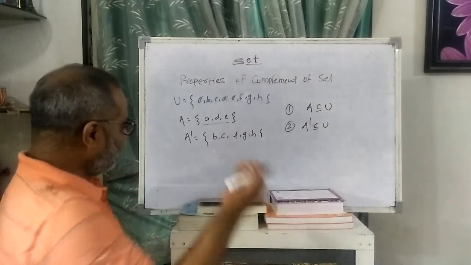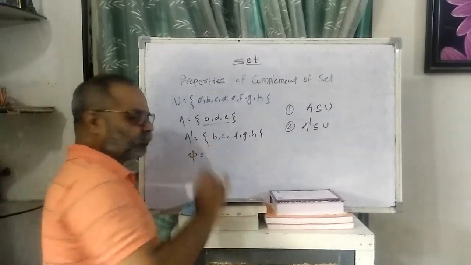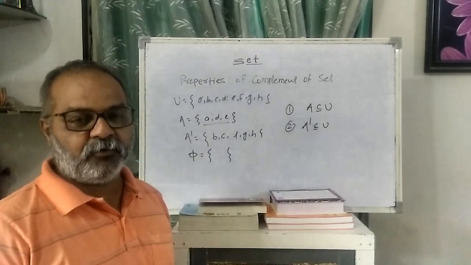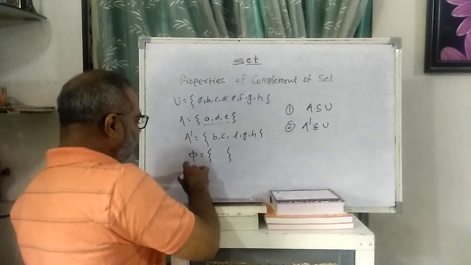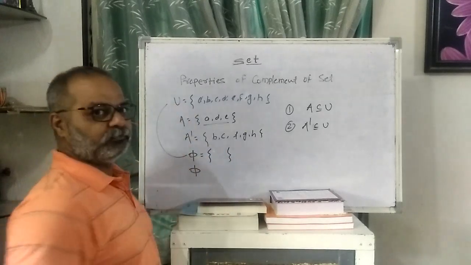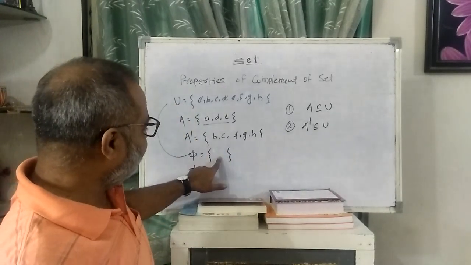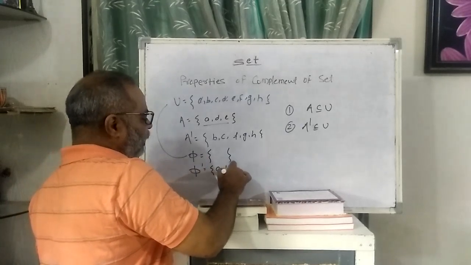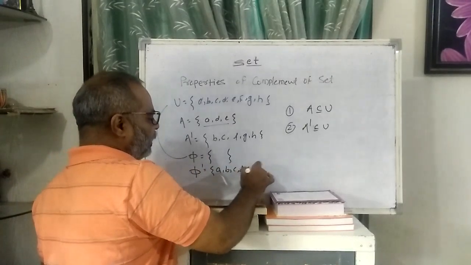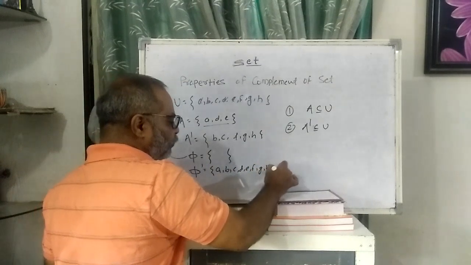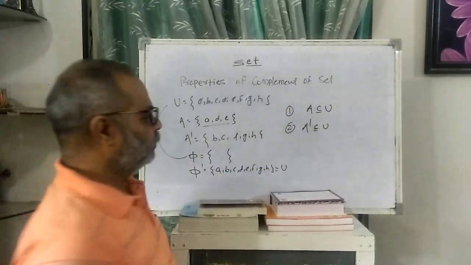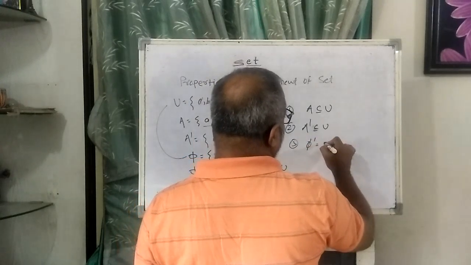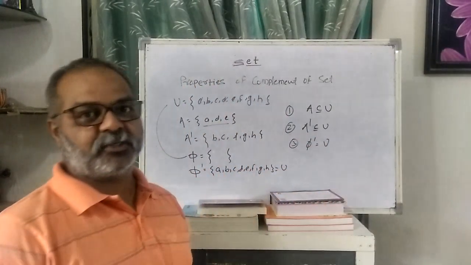Okay. I write one set, phi, in which no element is present. We find phi dash. So what is phi dash with reference to U? Since no element is present in phi, phi dash is A, B, C, D, E, F, G, H. That means phi dash is U. So what is the third property? The complement of the empty set is the universal set.